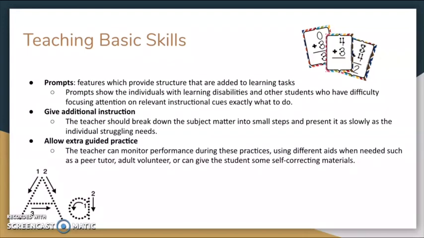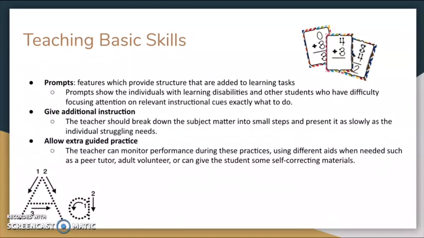Prompts are defined as features which provide structure that are added to learning tasks. Prompts show individuals with learning disabilities and other students who have difficulty focusing attention on relevant instruction cues what exactly to do. An example of a prompt is on the bottom left, where you see the different steps on how to make the letter A in both uppercase and lowercase. The next focus is giving additional instruction.